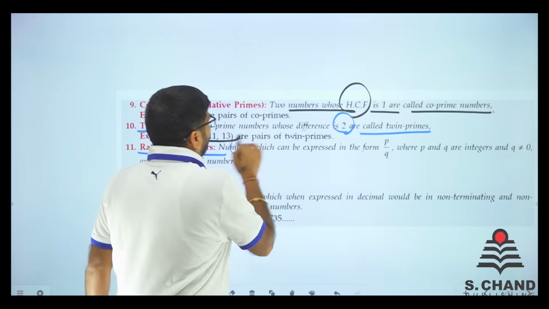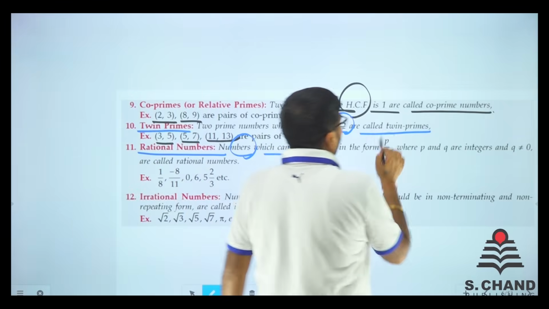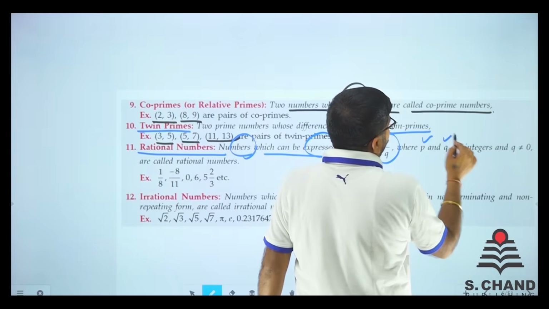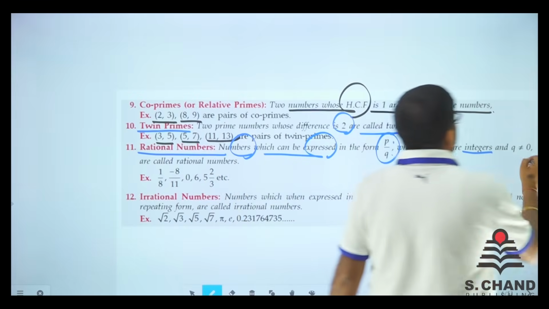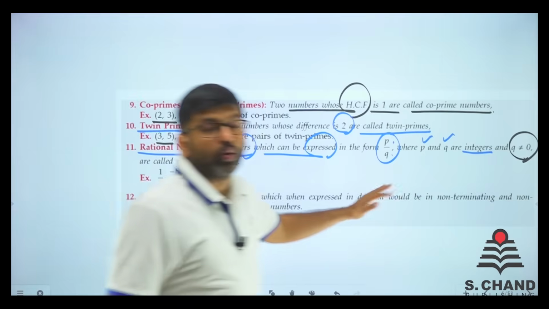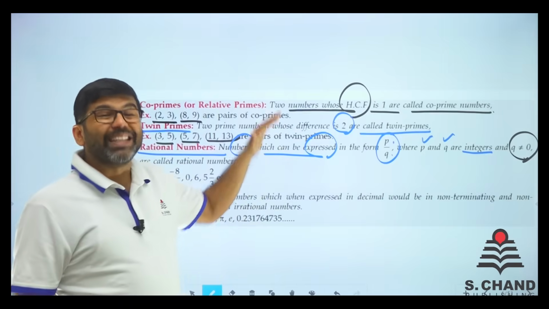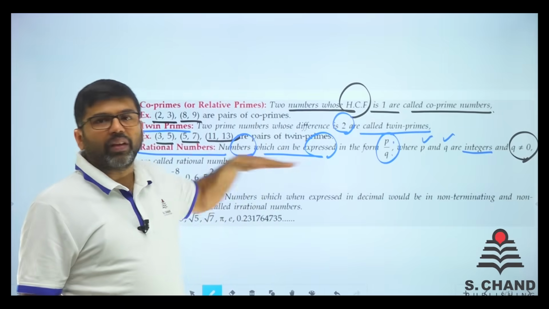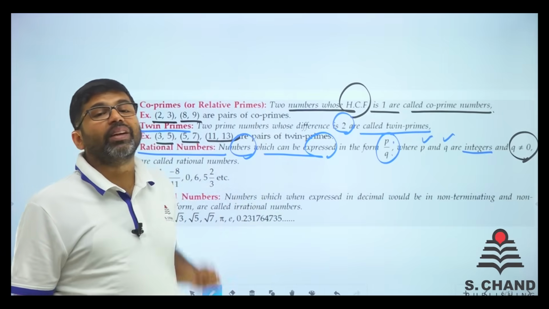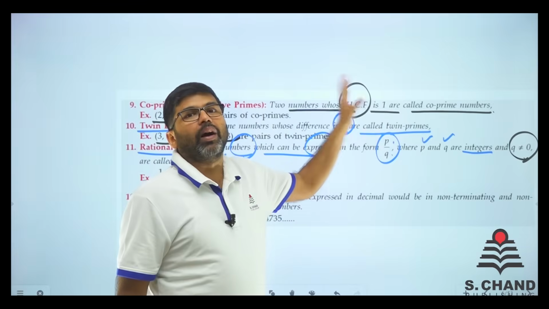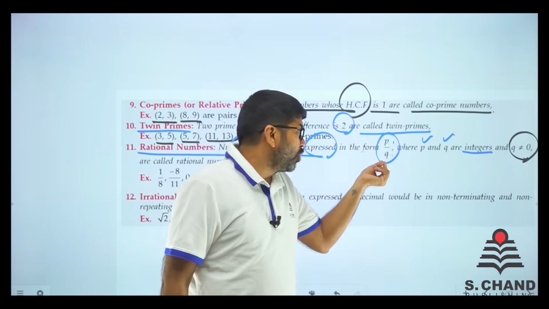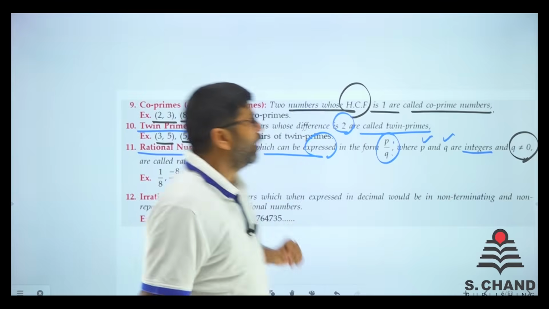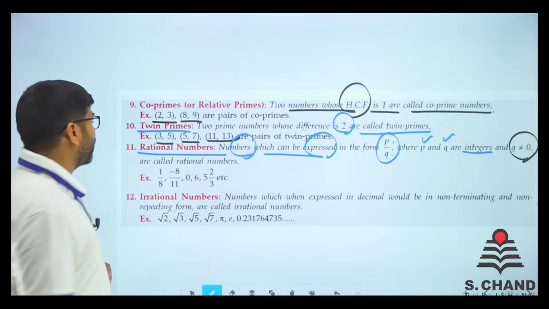Rational number. Numbers which can be expressed in the form p by q, where p and q are integers and q is not equal to 0. q cannot be 0. That is known as the denominator part. Anything which is under the bar is known as the denominator. Anything which is above the bar is known as the numerator. So this denominator cannot be 0 for sure, and this we call a rational number.